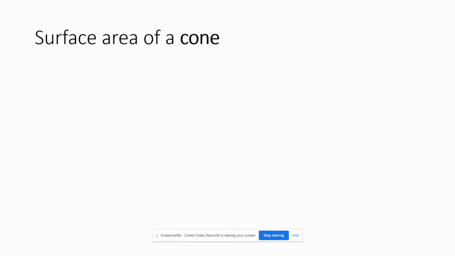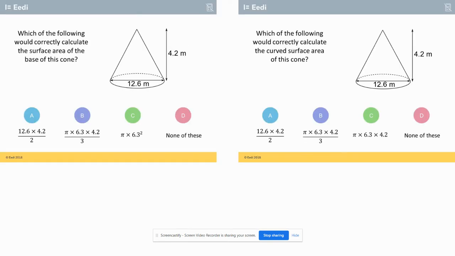So linked closely to that is the surface area of a cone. I've brought up two questions here that show that you need to have a real deep understanding of where this formula comes from, because those questions on the surface look very similar, but there's a quite subtle difference about them. So if we were to draw the net of a cone, I think sometimes having the net of a cone helps you understand where this comes from.